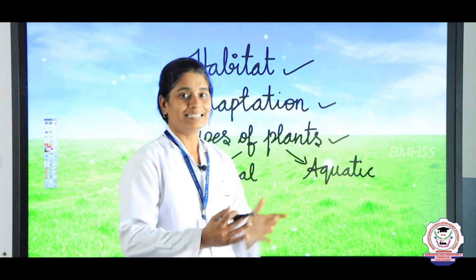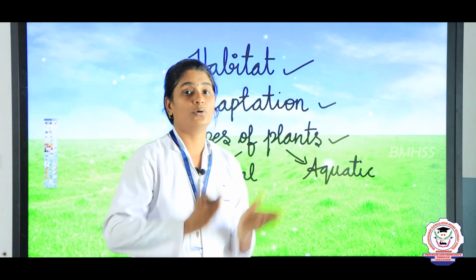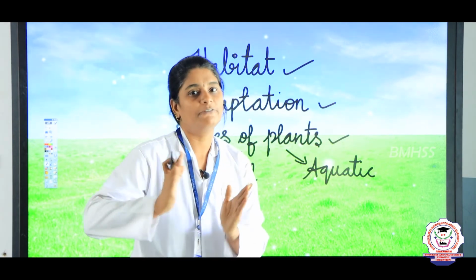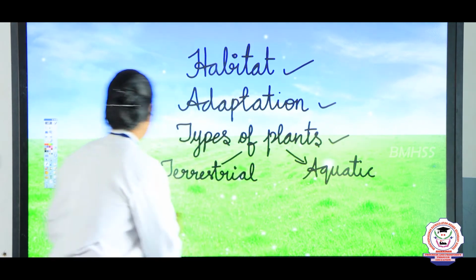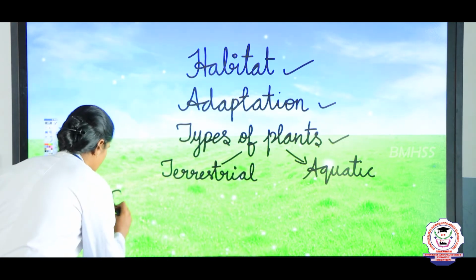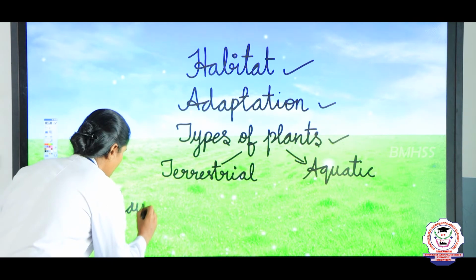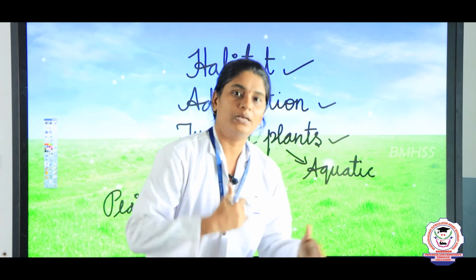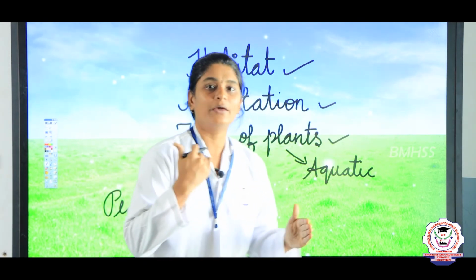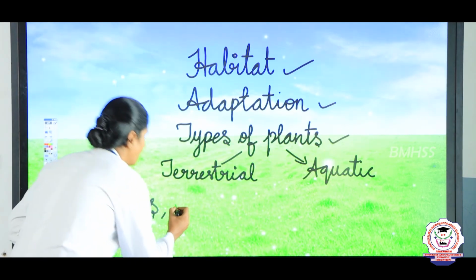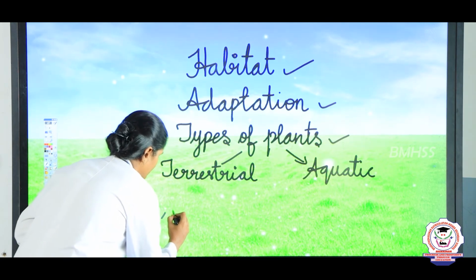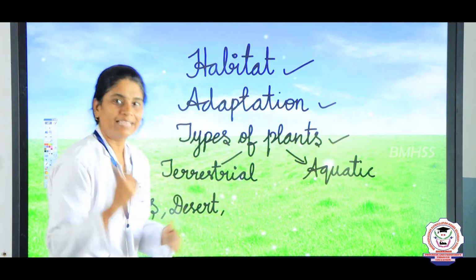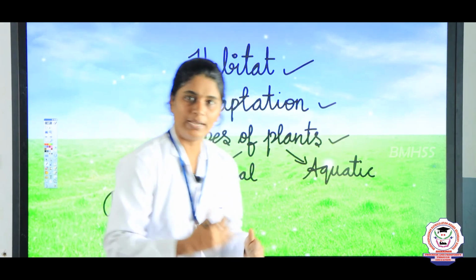So we discussed in this class the plants that grow on land, that is terrestrial plants. What are the plants that grow in different land areas? First, we discussed the plains. We saw gulmohar, sal, neem, peepal, sheesham. These plants grow in plains. And we saw plants that grow in deserts. So date palm, cactus, babul, they grow in desert.